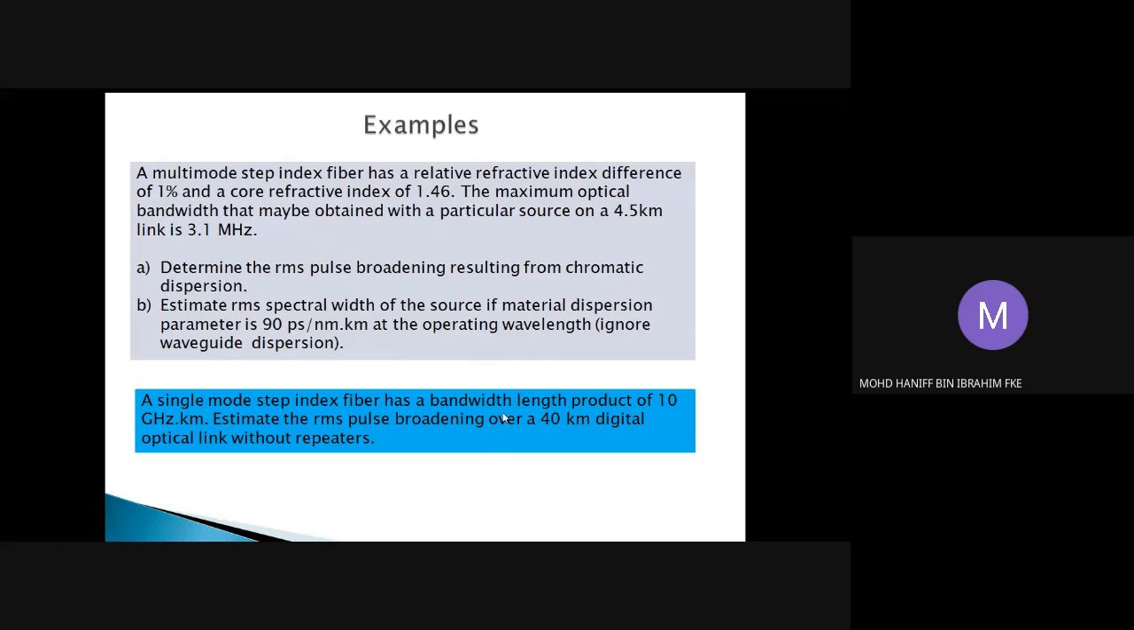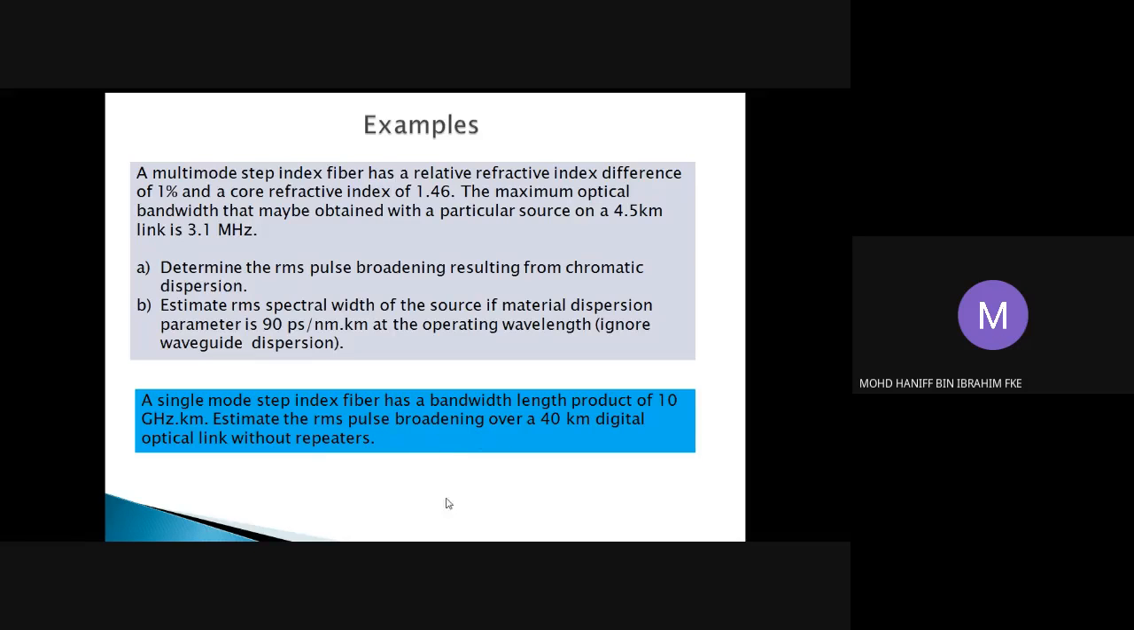We are given a bandwidth length product of 10 gigahertz kilometer, and a 40 kilometer length. From these, for the 40 kilometer fiber link, you can calculate the bandwidth straight away. From the calculated bandwidth, you can then find the RMS pulse broadening, because bandwidth equals 0.2 divided by sigma t, where sigma t is the total pulse broadening. So from here you can calculate the RMS pulse broadening.